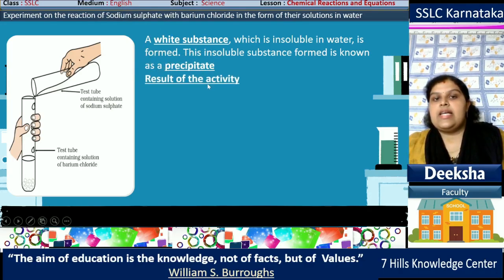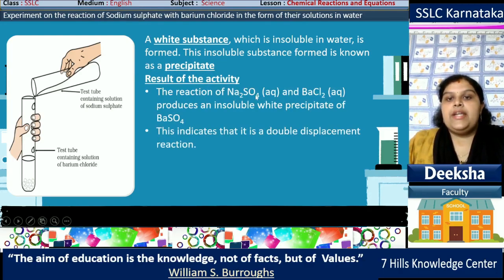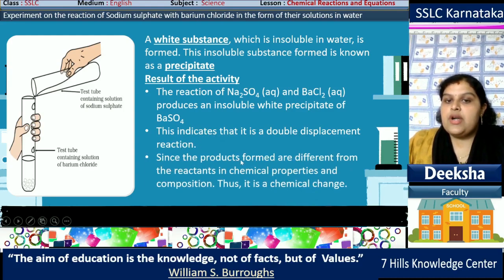What is the result of this activity? The reaction of Na2SO4 plus BaCl2 produces an insoluble white precipitate of BaSO4. This indicates that it is a double displacement reaction. Since the products formed are different from the reactants in chemical properties and composition, it is a chemical change.